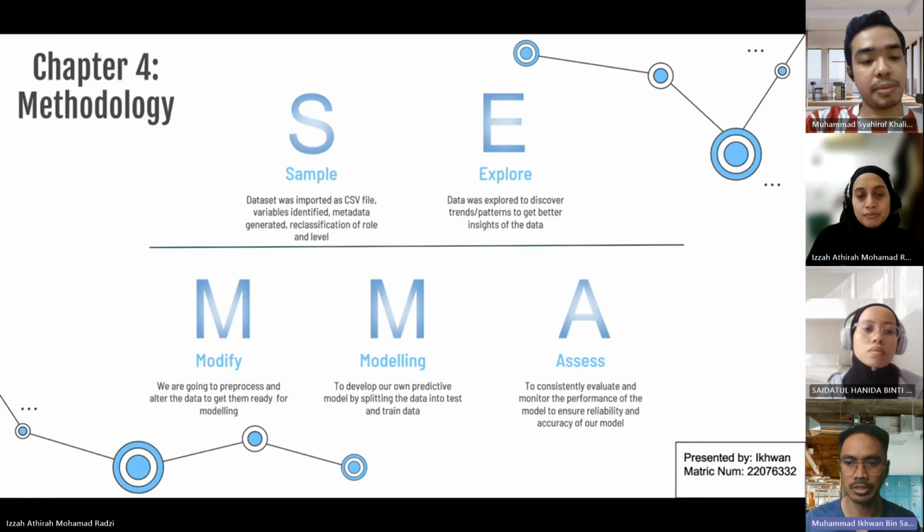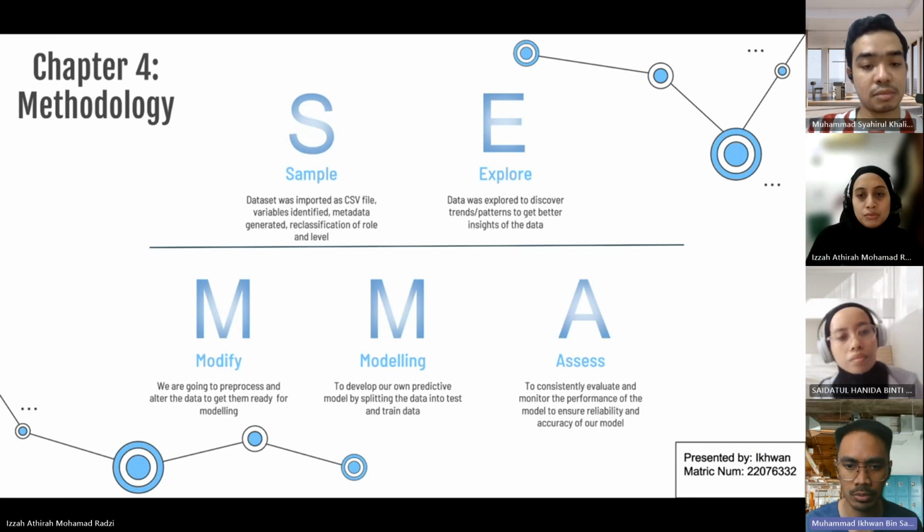We start first by sampling the data from its raw structure. Then we will explore the trends and patterns of the data. We will pre-process the data in the modifying stage. And next, we develop the predictive model by splitting into train and test data. And the final stage is to evaluate the performance of the model in the assess phase.